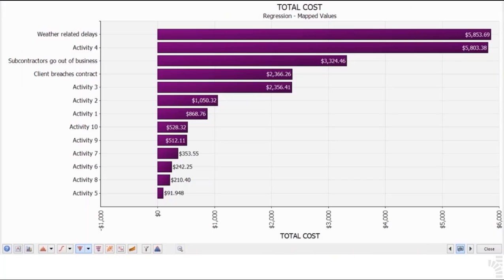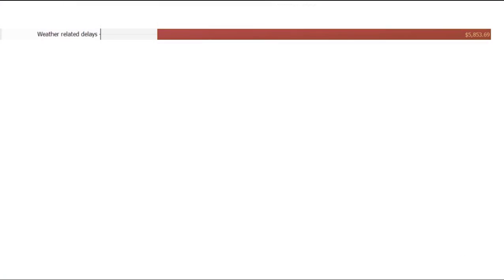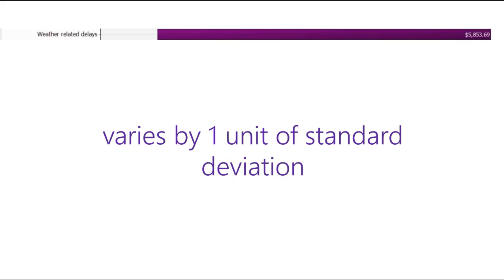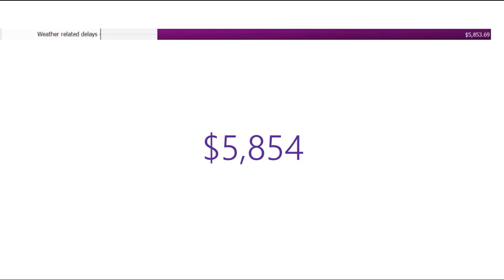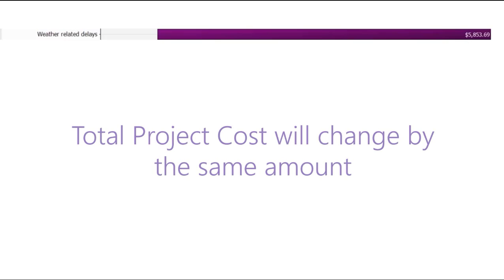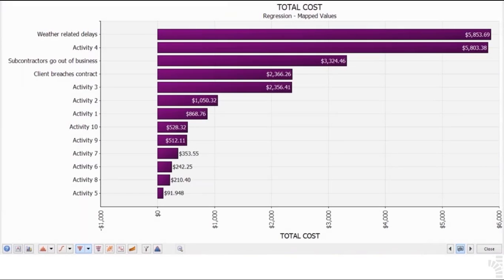For example, for the first bar, the interpretation is as follows. When weather-related delays varies in 1 unit of standard deviation, that is, when it varies in $5,854, total project cost will change by the same amount. Remember from 2 sections before that for an increase of 1 unit in the input weather-related delays, you obtain an increase of about 1 unit in the total project cost.